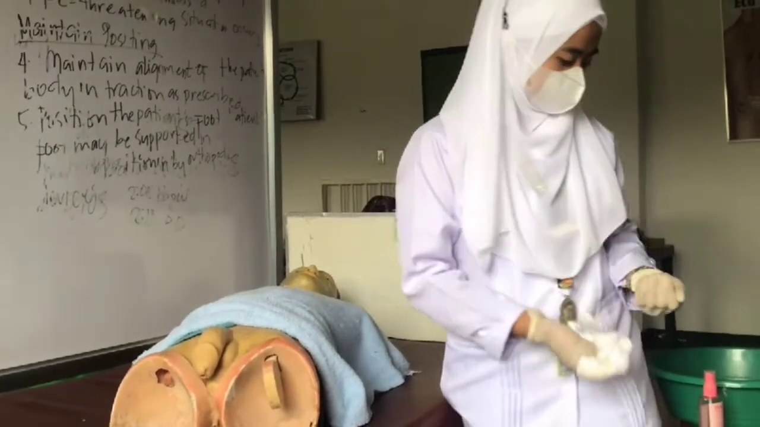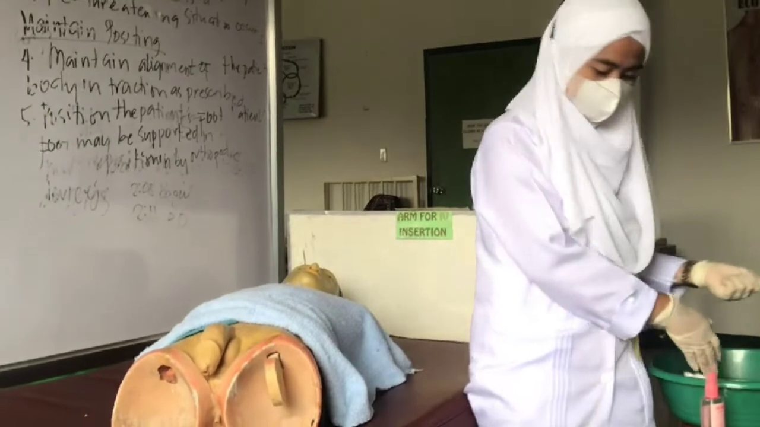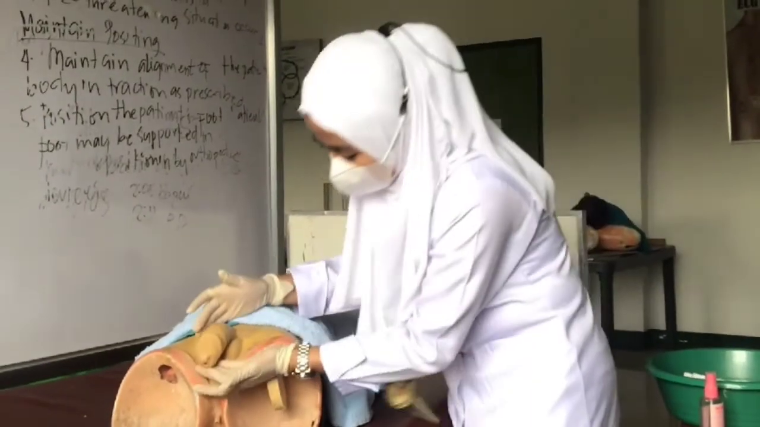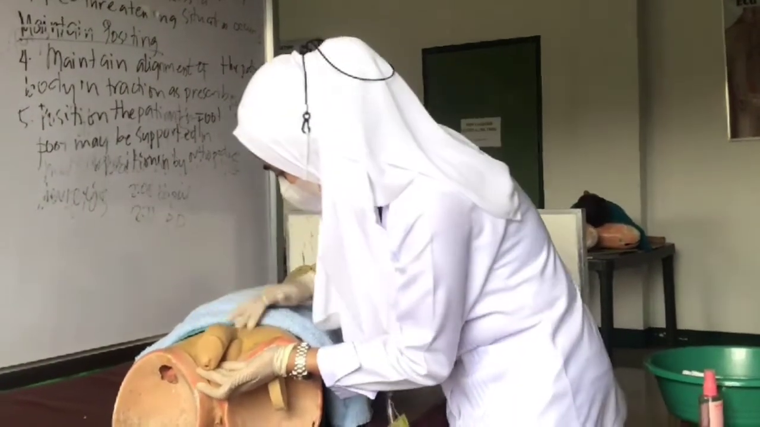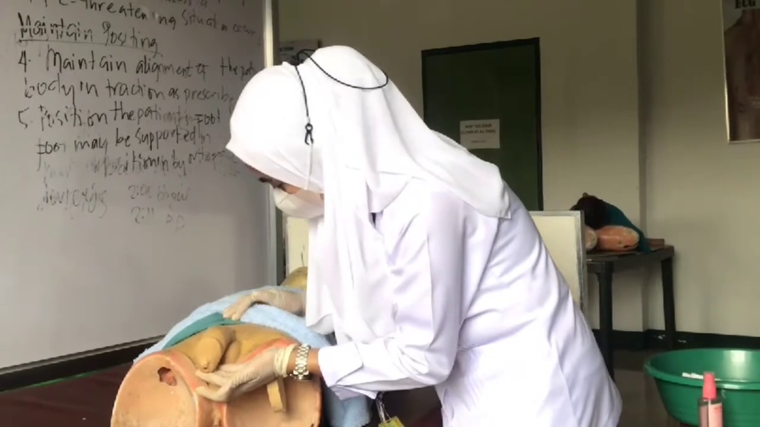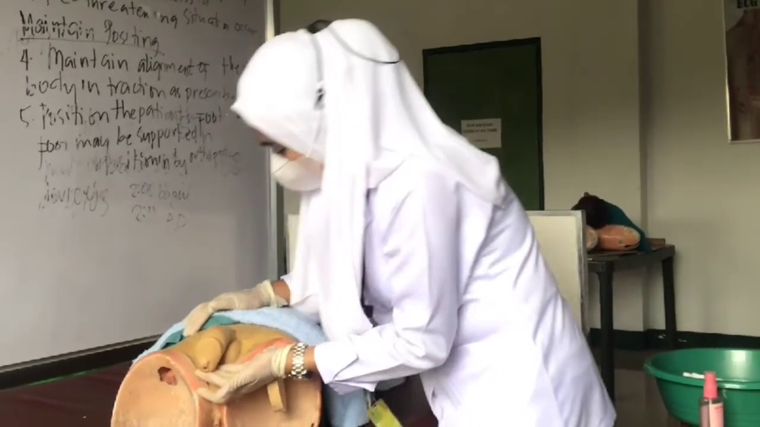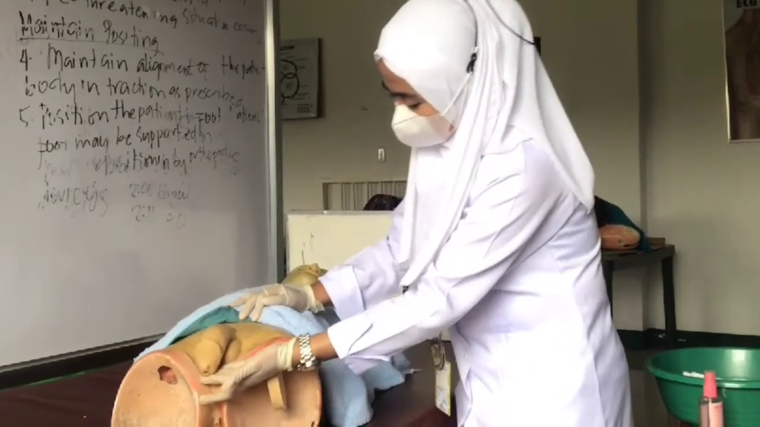For pubic hair, inspect the distribution, amount, and characteristics of pubic hair. For normal findings, triangular distribution, often spreading up the abdomen. For abnormal findings, scant amount or absence of hair.